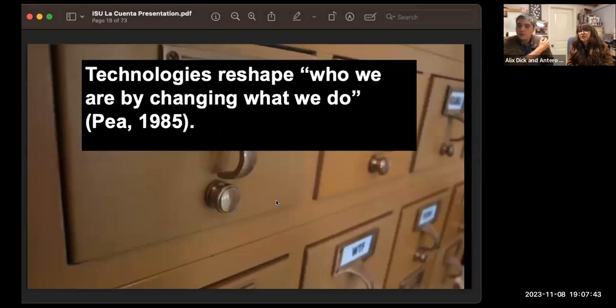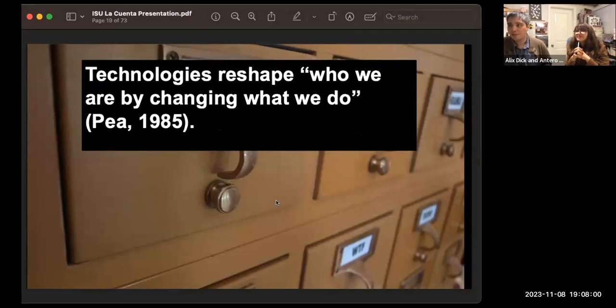I also want to think about what we mean by technology. I think of, again, almost a 40-year-old quote from my colleague Roy Pea here at Stanford, who describes technology, and particularly cognitive technologies, as reshaping who we are by changing what we do. A very obvious kind of definition. Don't say that to Roy.